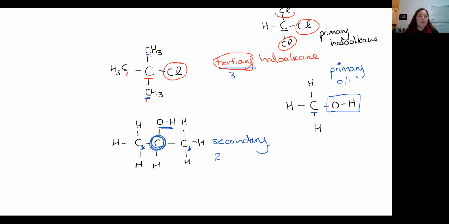All right, so you need to make sure, and this is just me, I'm going to quickly stop sharing for a second. You need to make sure that you understand what primary, secondary, tertiary mean. You need to make sure that you understand what saturated and unsaturated means, and you need to know all of your different functional groups, homologous series, and special names given to them.